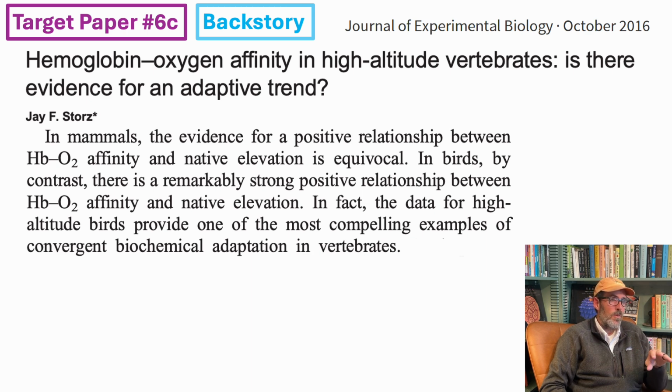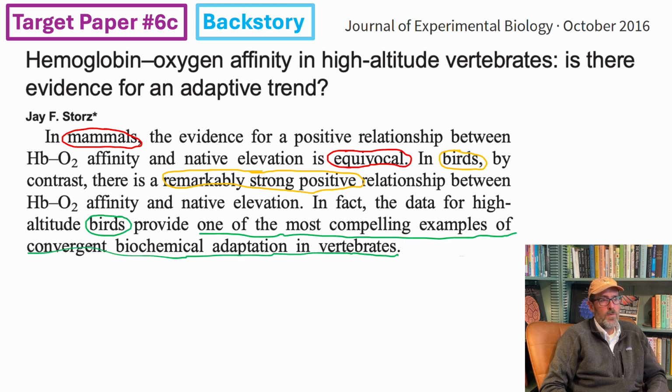I'm just going to give you the conclusion of this review, and I'm going to come back to this later and look at more of the data. But what J. Storz says is that in mammals, the evidence for a positive relationship between hemoglobin oxygen affinity and native elevation is equivocal. Sometimes it is lower P50 in high elevation animals, sometimes it isn't, like we just saw. In birds, by contrast, there's a remarkably strong positive relationship between hemoglobin oxygen affinity and native elevation. In fact, the data for high altitude birds provide one of the most compelling examples of convergent biochemical adaptation in vertebrates. So I just underline that here.